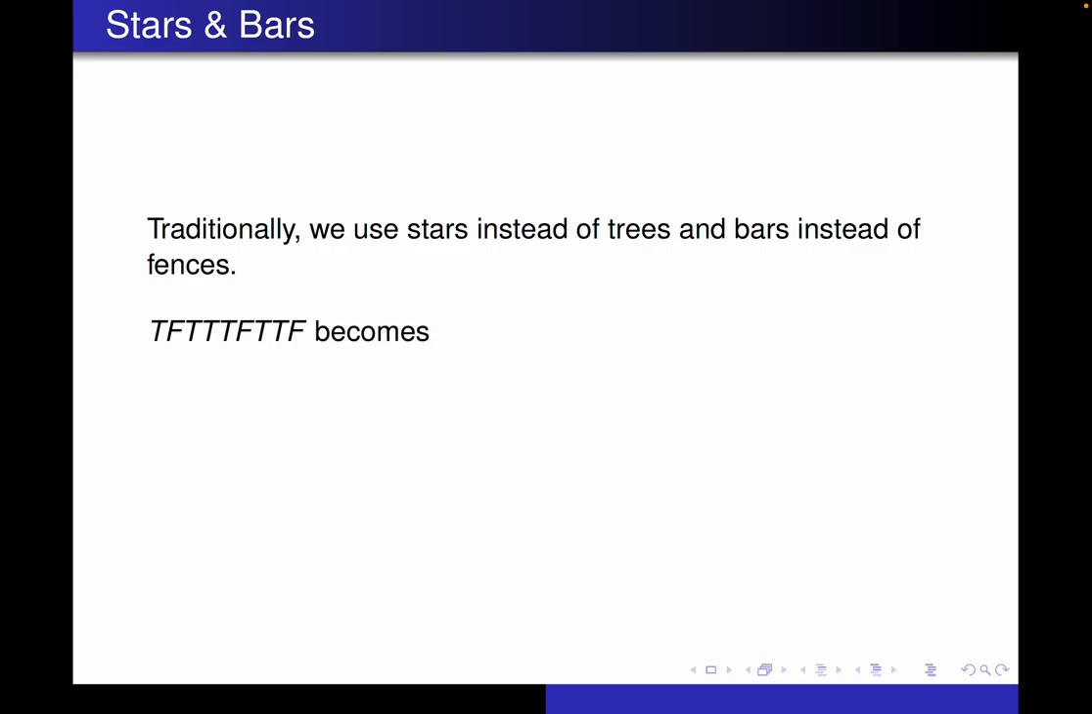Each of our trees becomes a star, and each of our fences becomes a bar. So we get 1 star for our 1 tree, then a fence, that's our bar. Then we have 3 more trees, that's 3 more stars. Then we get another fence, that's our bar. We get 2 more trees, that is also stars. And then a fence at the end, that's a bar. So stars and bars is the standard way that people tend to think about those.